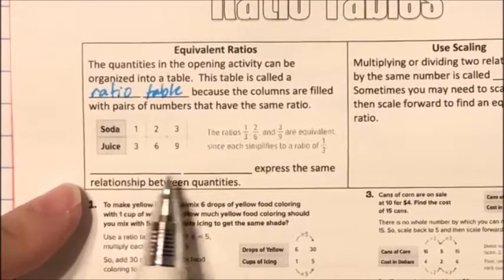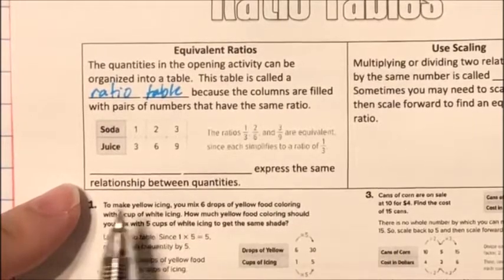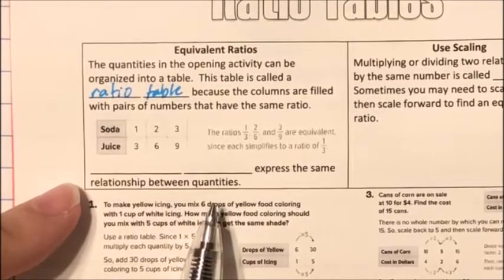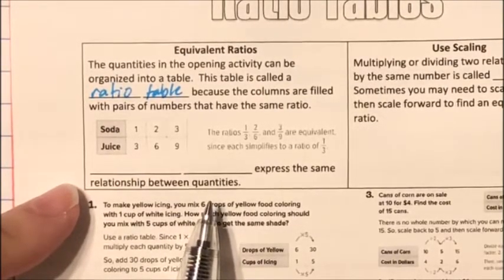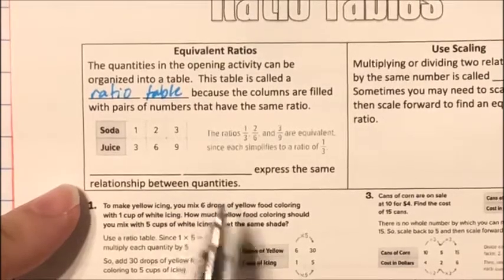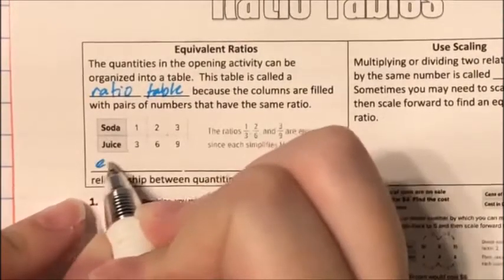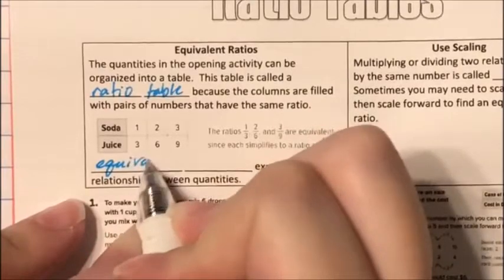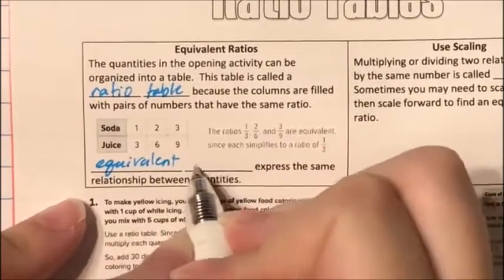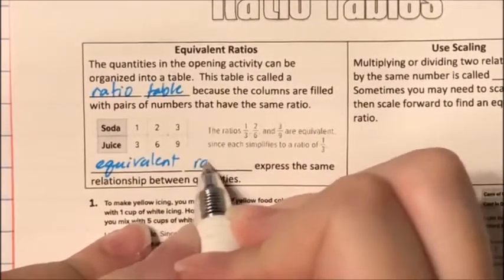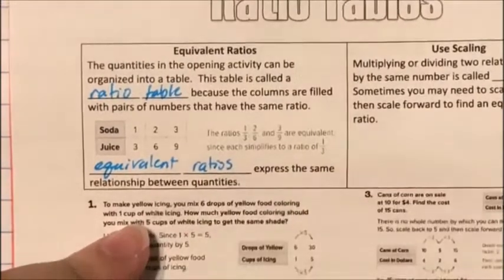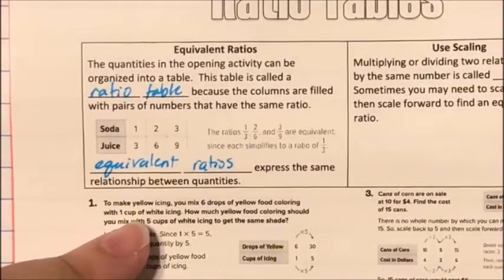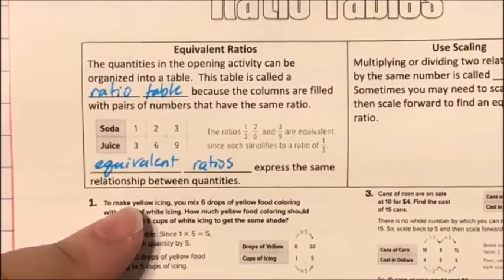Then on the bottom, blank blank express the same relationship between quantities. So in those two blanks, you're going to write equivalent ratios. Equivalent ratios express the same relationship between quantities.